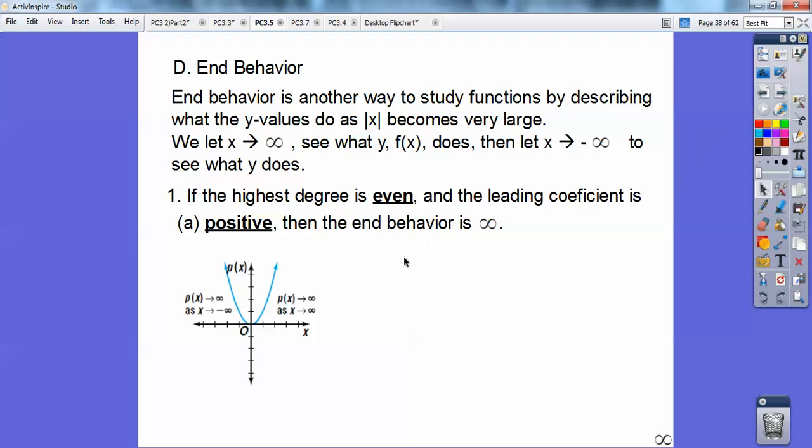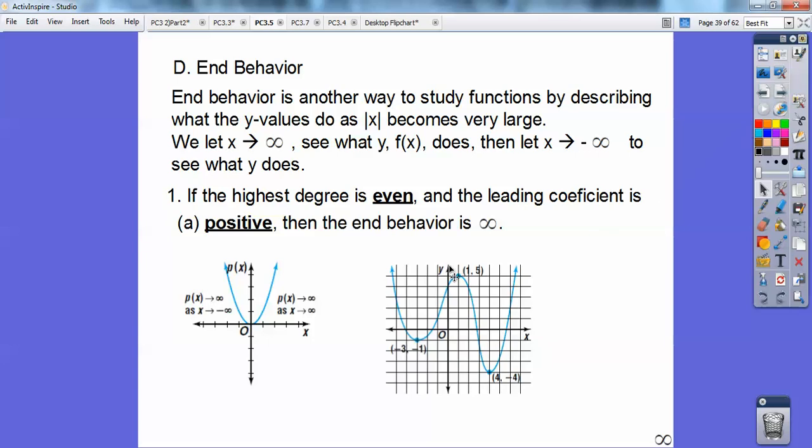Your graph is either going to be something like this, okay, shooting up like this, or it might be a graph that looks like this. But notice it starts way up here, and over here it ends up here, like a touchdown. You know, like a referee doing a touchdown. He's got his hands going up right here and right here. Okay, so if it's an even function and it's positive, your end behavior is going to be, no matter what, touchdown.